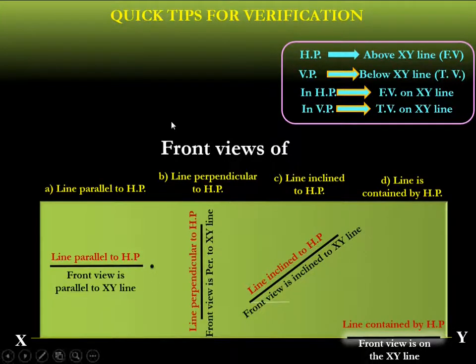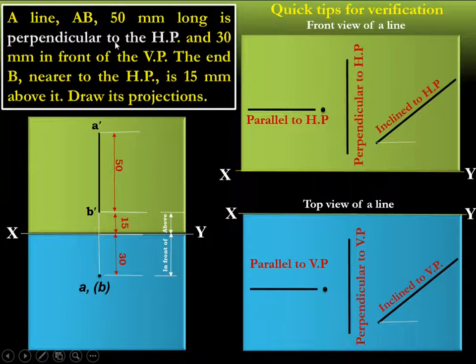Now let us verify the final solution using the quick tips. We can use the quick tips when the line is located in the first quadrant. Whenever the reference plane is horizontal plane, the projection is obtained above the XY line. That means the front view is obtained above the XY line. Whenever the reference plane is vertical plane, the projection is obtained below the XY line, and it is called the top view.